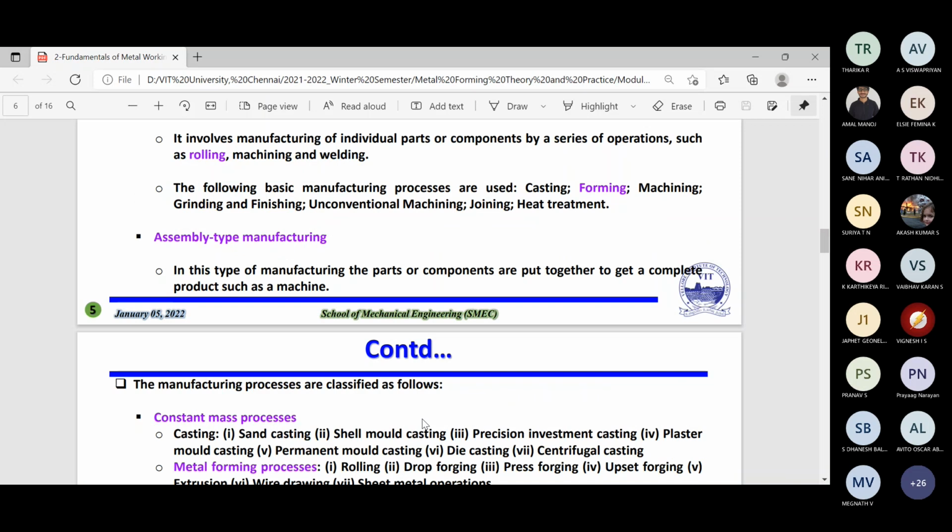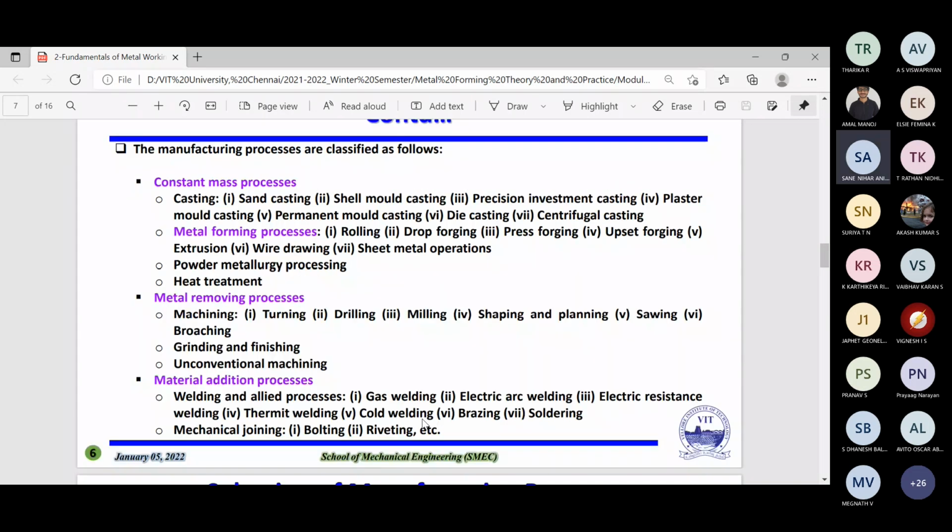In the second, I also classified in a different way. The manufacturing processes are also classified into constant mass processes, metal removing processes, and then material addition processes. I do not know whether you are aware of all these things. I think you have already done metal removing in the previous semester, and the material addition, the welding part, also in the previous semester, because I had these two courses running in the previous semester.